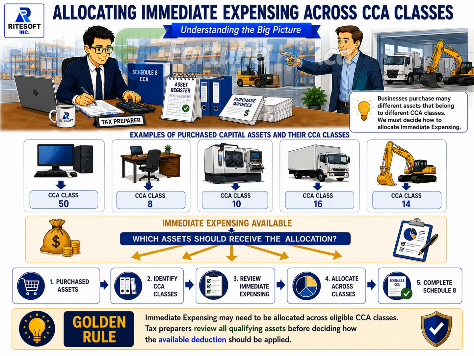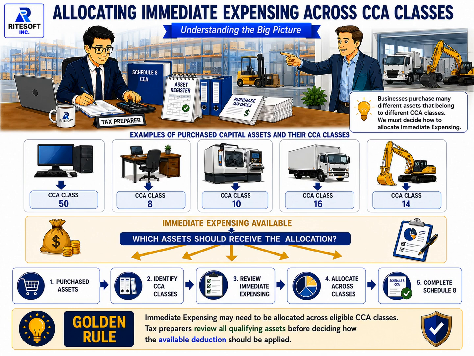The important point is that classification comes before allocation. If an asset is placed in the wrong CCA class, the immediate expensing calculation may also be incorrect. That's why experienced tax preparers always organize the assets first and make allocation decisions only after the CCA classes and eligibility have been confirmed. Notice that the objective is not simply to claim deductions as quickly as possible. The objective is to allocate the available deduction accurately while ensuring that Schedule 8 correctly reflects the corporation's capital assets and their corresponding CCA classes.